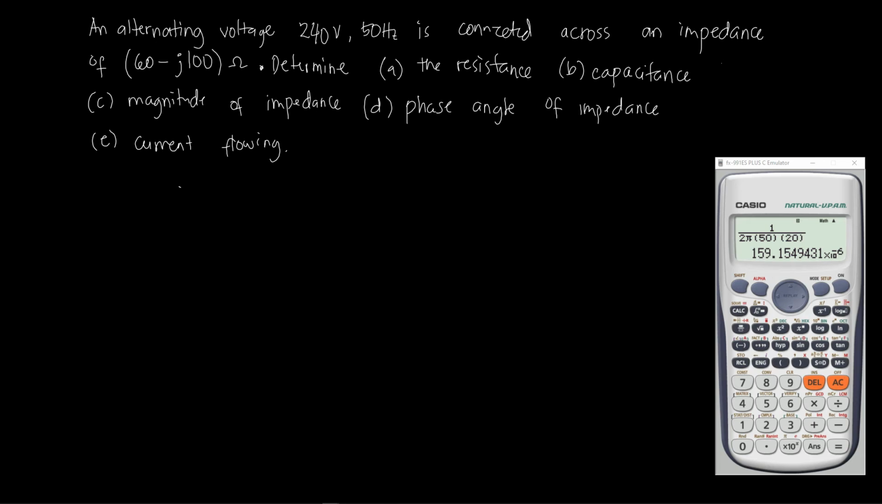So, we have given Z is equal to 60 plus j100 ohms. Okay, the question, letter A, resistance. So, saan pag-solve sa resistance? Resistance R is equal to 60 ohms, sir. Okay, 60 ohms. Okay, fix na na. Sure na ang answer.